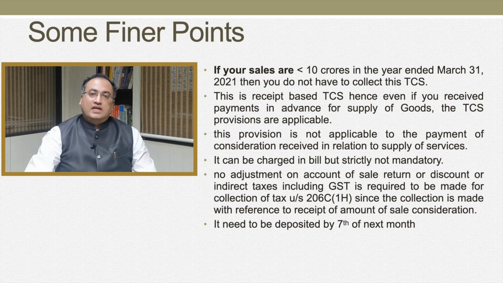Before moving further, I would like to emphasize some finer points. अगर आपकी सेल्स 10 करोड़ से कम है पिछले साल में, तो उस केस में ये सेक्शन आपको एप्लीकेबल नहीं होगा. Secondly, this is a receipt based tax. सपोज आपको एडवांस रिसीट मिल गया, आपने सेल नहीं करी, उस केस में भी एप्लीकेबल होगा. आपको टैक्स मिला के पैसे मिले हैं, उस केस में भी एप्लीकेबल होगा. You don't have to confuse this with supply of goods.